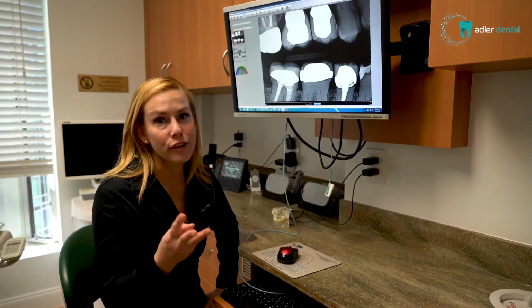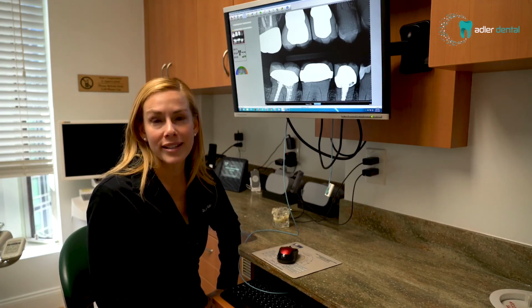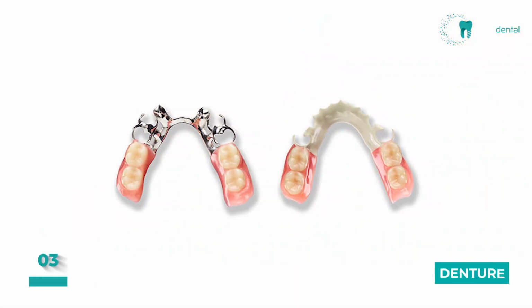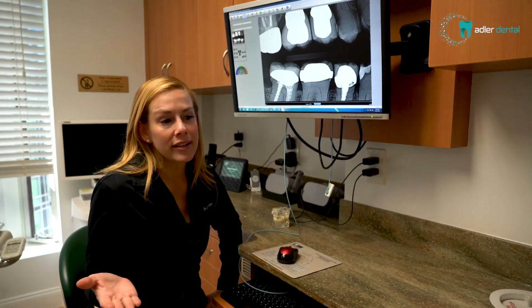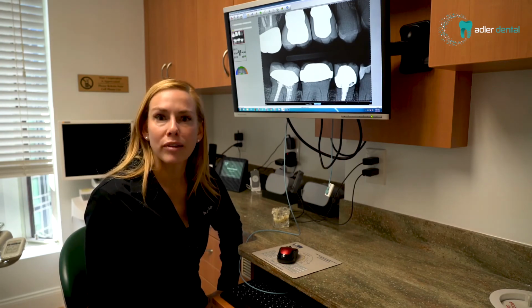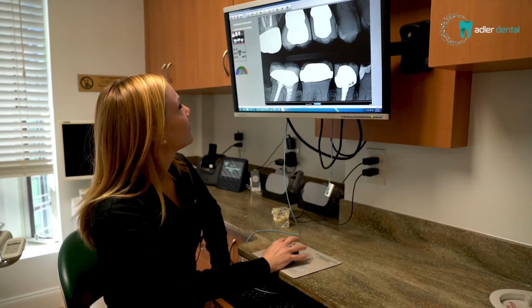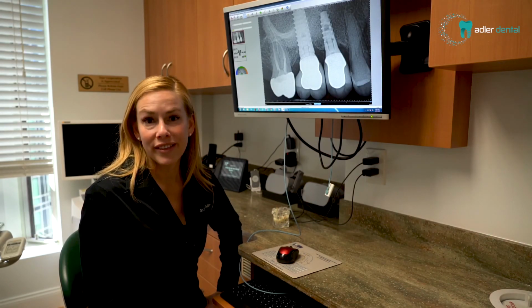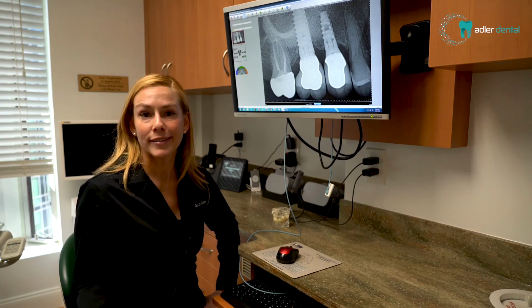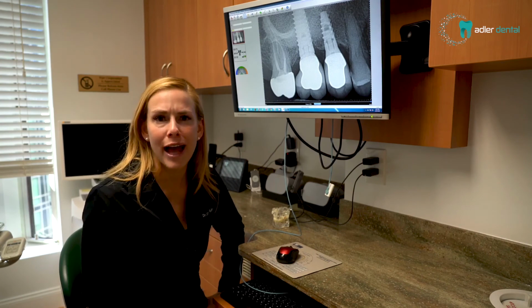A third way to replace a missing tooth is to get a denture. And that is a removable piece that is made at the lab and clicks on to the adjacent teeth. That I would recommend if finances are a problem, but otherwise I would highly recommend the implant. And that is an example of different dental work that you could get here at the office and you might need. And everything comes out beautifully, and it looks like nothing ever happened.